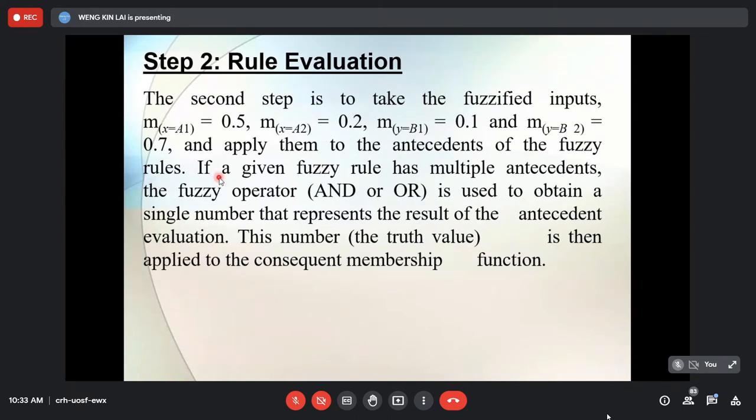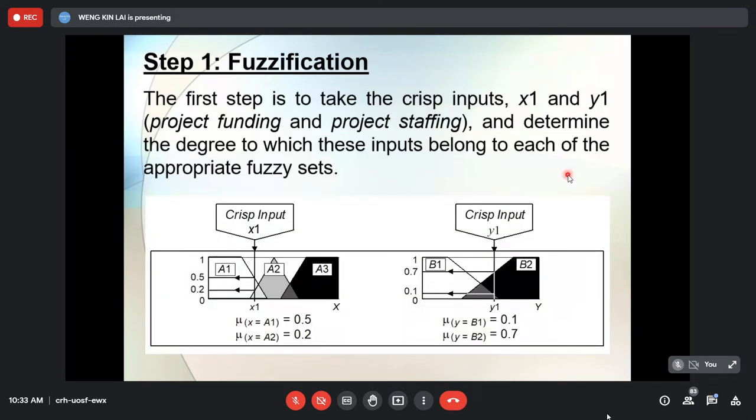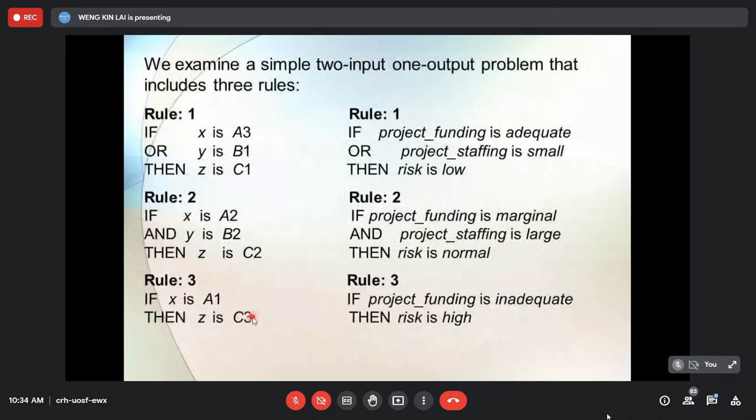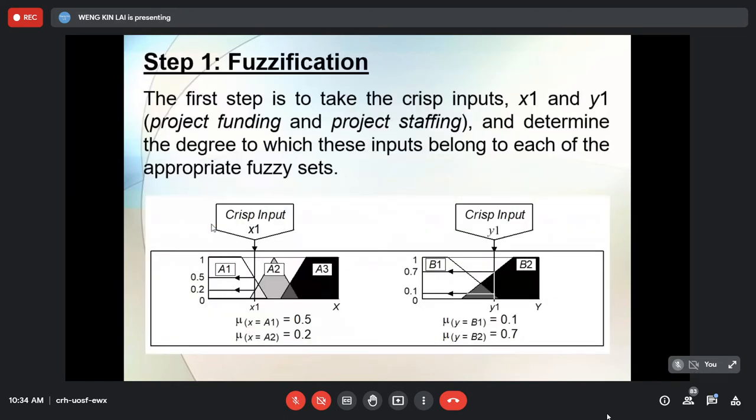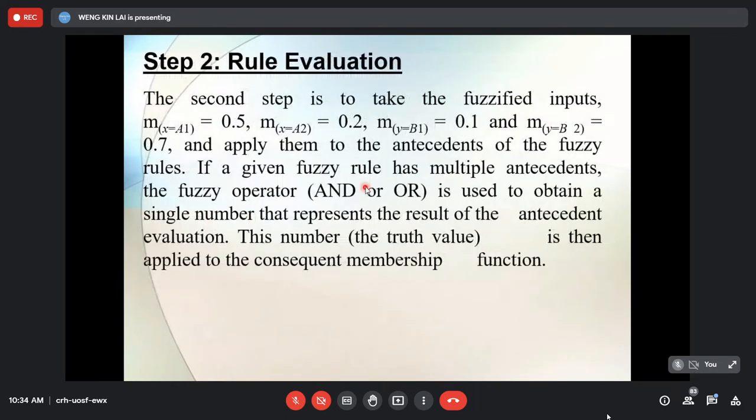Now, in addition, if a given fuzzy group has multiple antecedents, more than one, which is actually rule one, rule two, except for rule three. Rule three only one, very simple. So your rule one, rule two, you can have more than one antecedents, which is your x or y, x and y. Right, then you apply your fuzzy operator now, which is your AND or the OR.